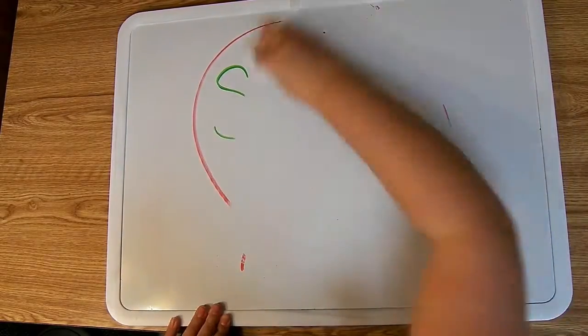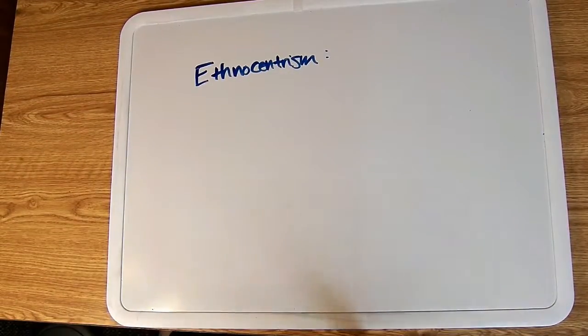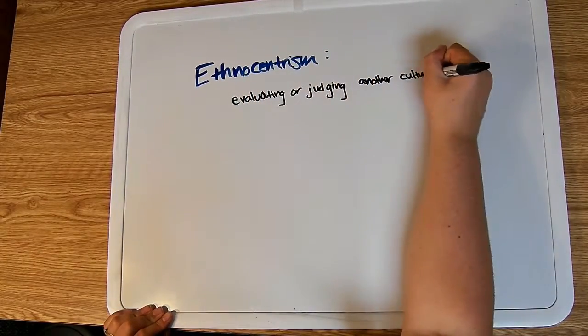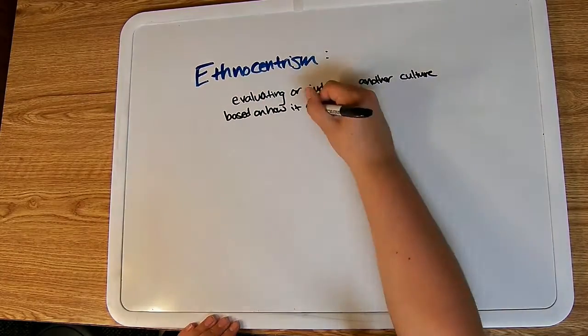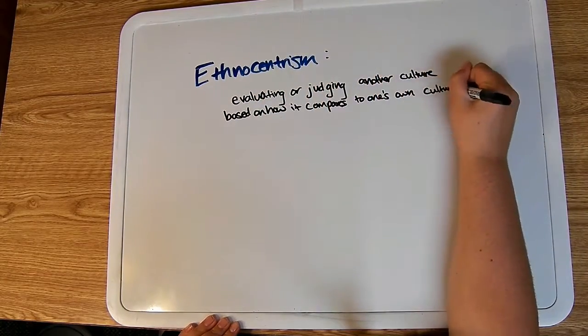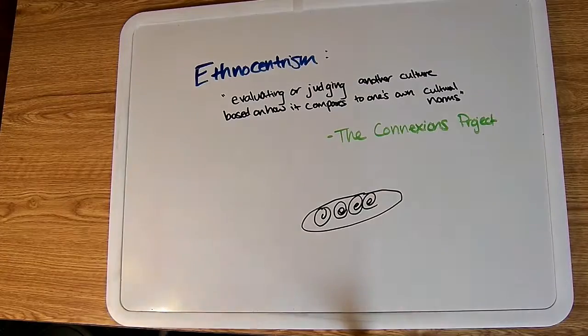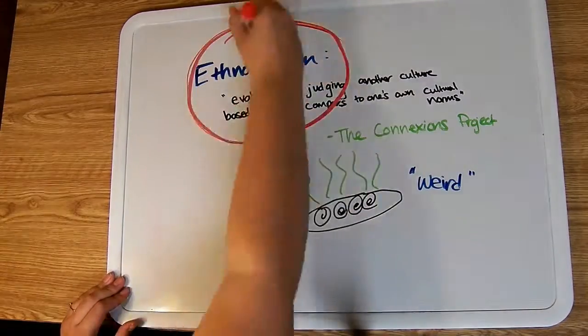Studying cultural anthropology has given me tools to combat the trap of ethnocentrism, which is defined by the Connections Project as evaluating or judging another culture based on how it compares to one's own cultural norms. The example given in the text is Americans showing disgust for weird foods eaten by other cultures. Thinking your culture is better than another's culture is to be avoided.